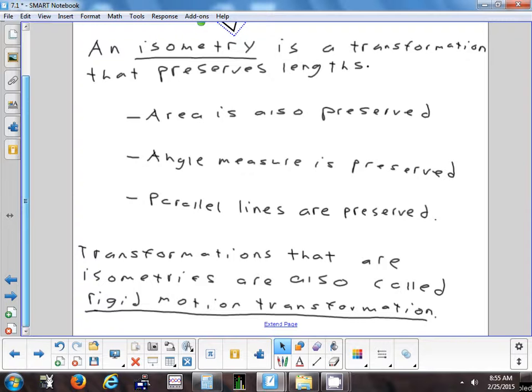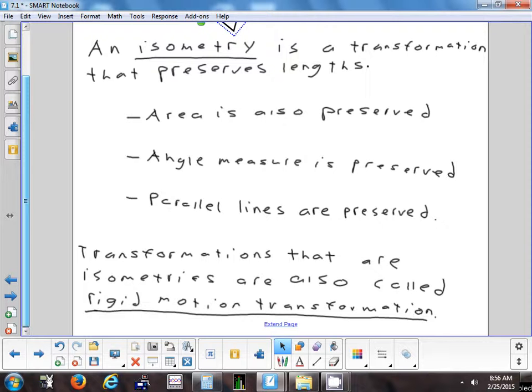Now, there is another transformation that will preserve angles, but it won't preserve the lengths of sides. Can anybody think what transformation that would be? It's not one we're studying today. All the angles would stay the same, but the sides would change. Yes, an enlargement. Very good.